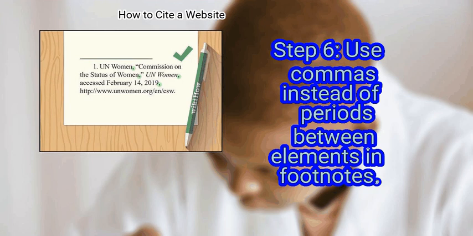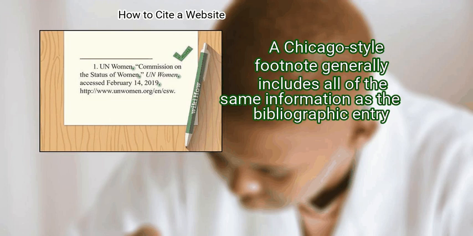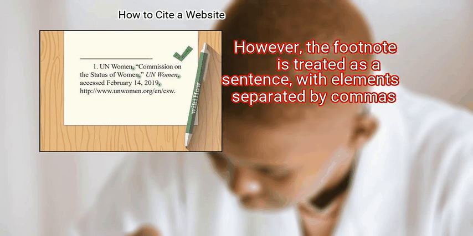Finally, use commas instead of periods between elements in footnotes. A Chicago-style footnote generally includes all of the same information as the bibliographic entry. However, the footnote is treated as a sentence, with elements separated by commas.